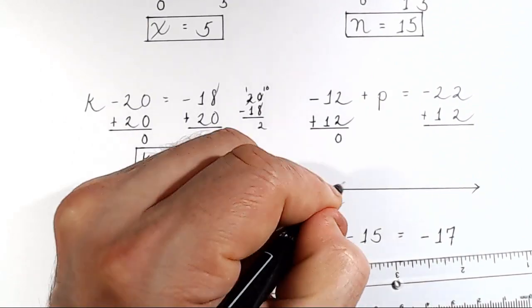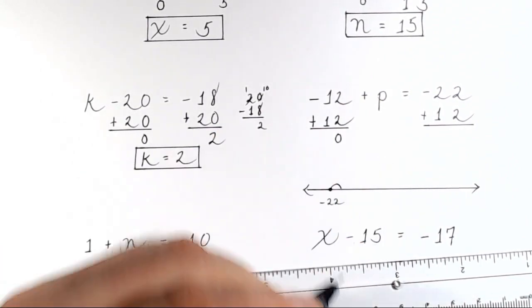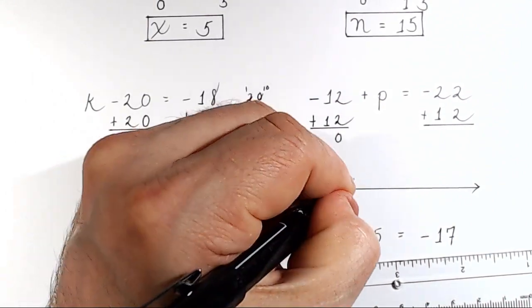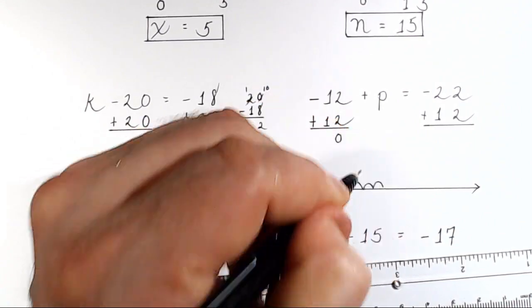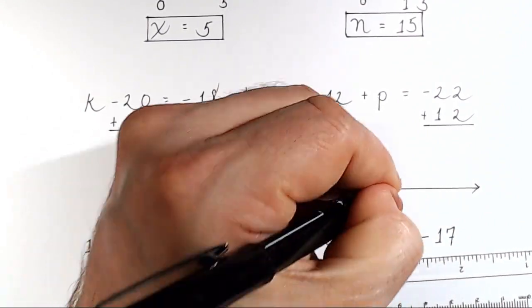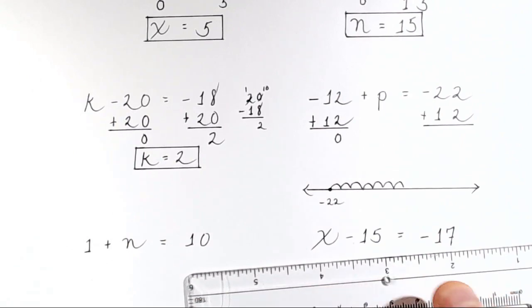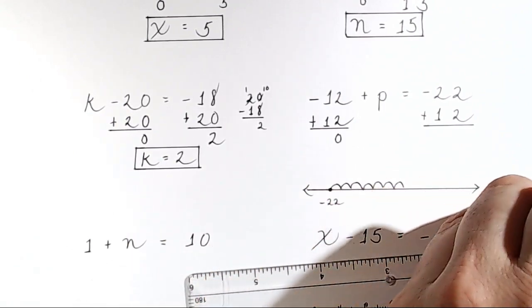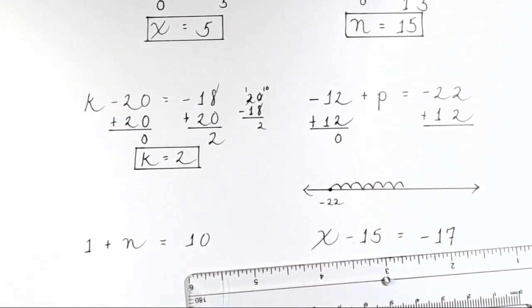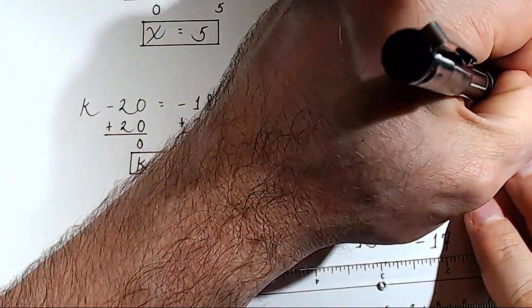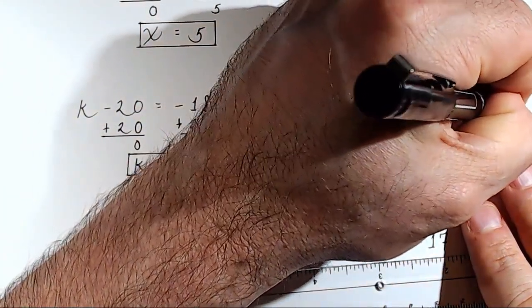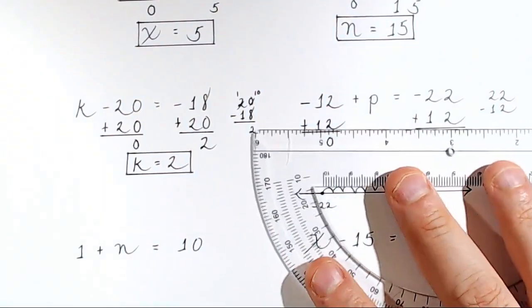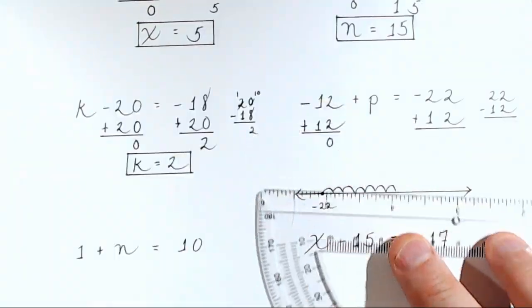Negative 22, right? Negative 21, negative 20, negative 19, negative 18, negative 17, negative 16, negative 15, etc. Okay? You're getting more positive. So what are you really doing? What is the real thing that's happening in your brain? You are, in fact, taking that 22 and you're subtracting 12 from it. So what is 22 minus 12?